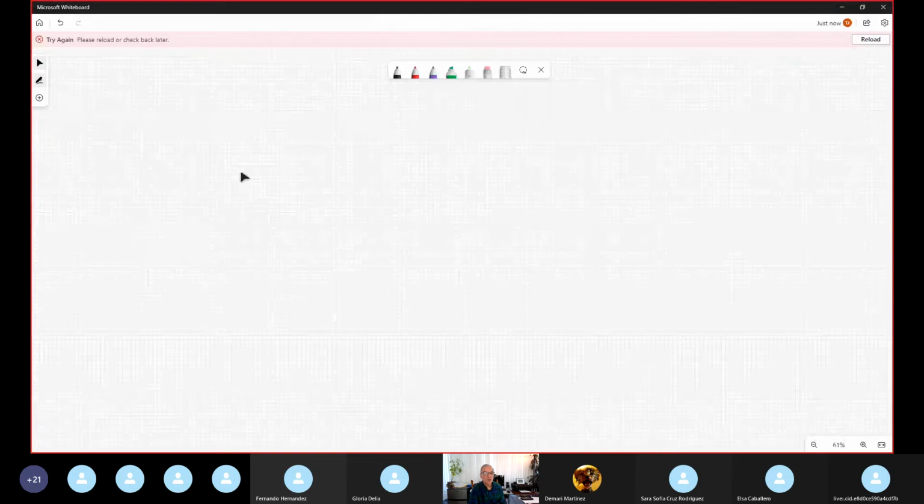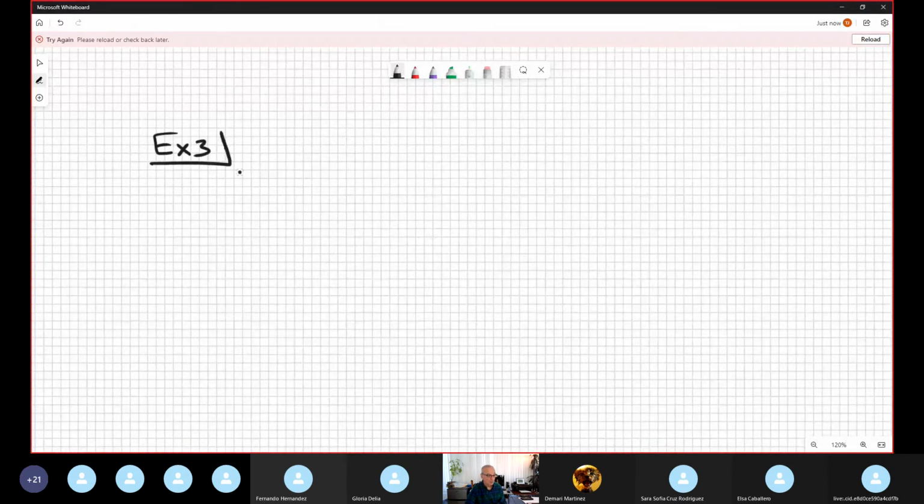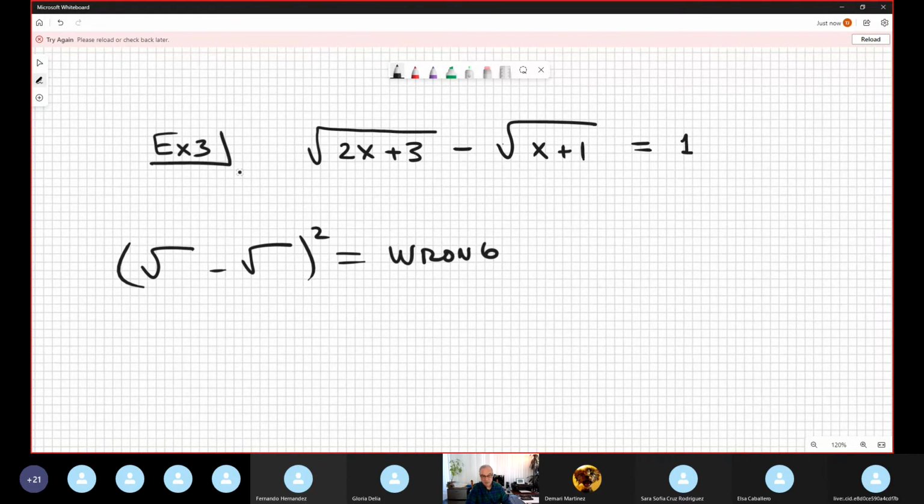One more example can involve two radicals. This is example 3 of the radical equation. It's the square root of 2x plus 3 minus the square root of x plus 1 equal 1. This is more complicated because you have two radicals. And unfortunately, some students try to square both simultaneously. This is wrong. You cannot solve it this way. So you need to destroy them one by one.